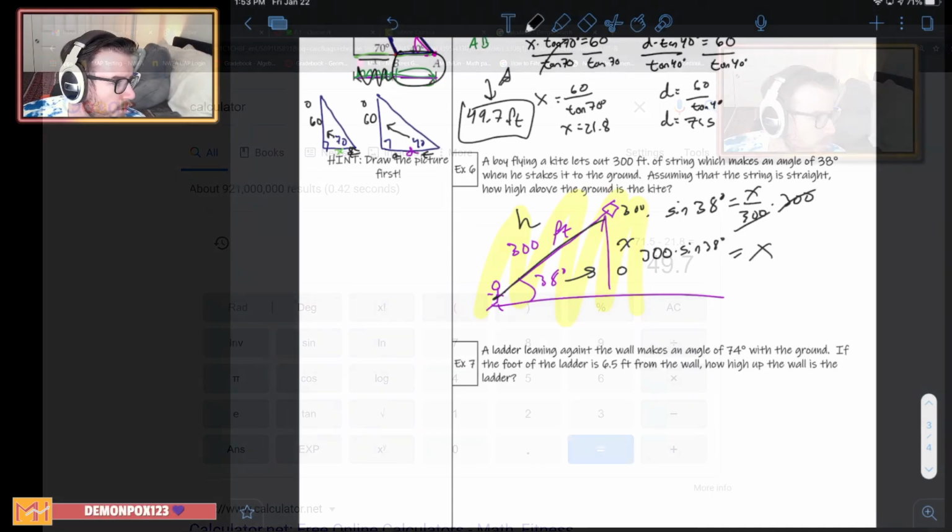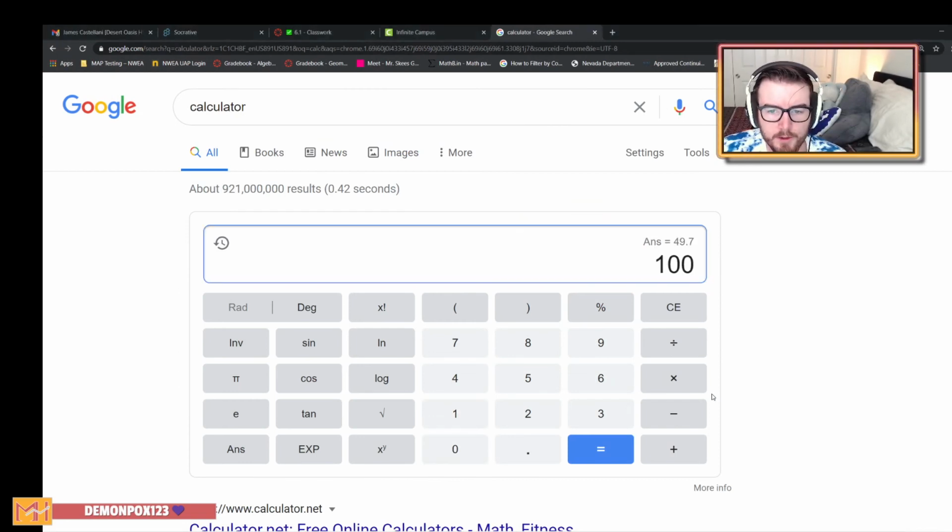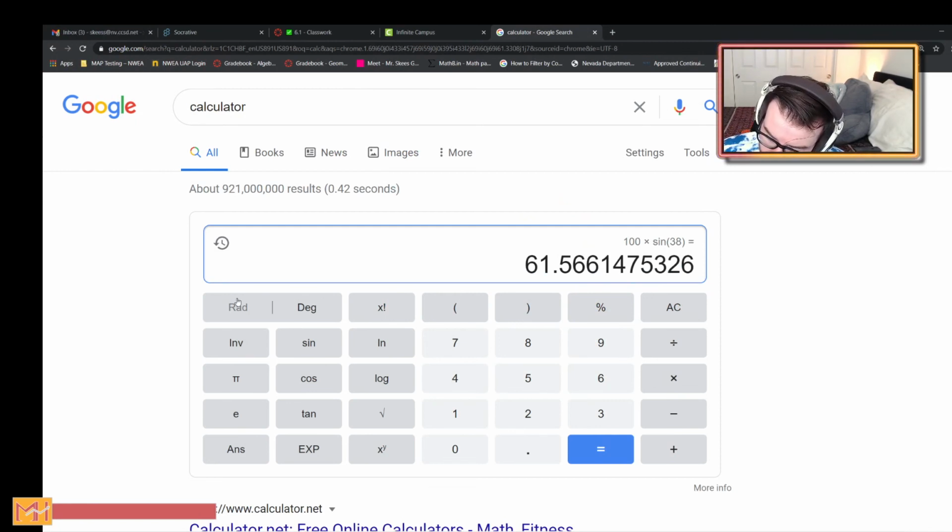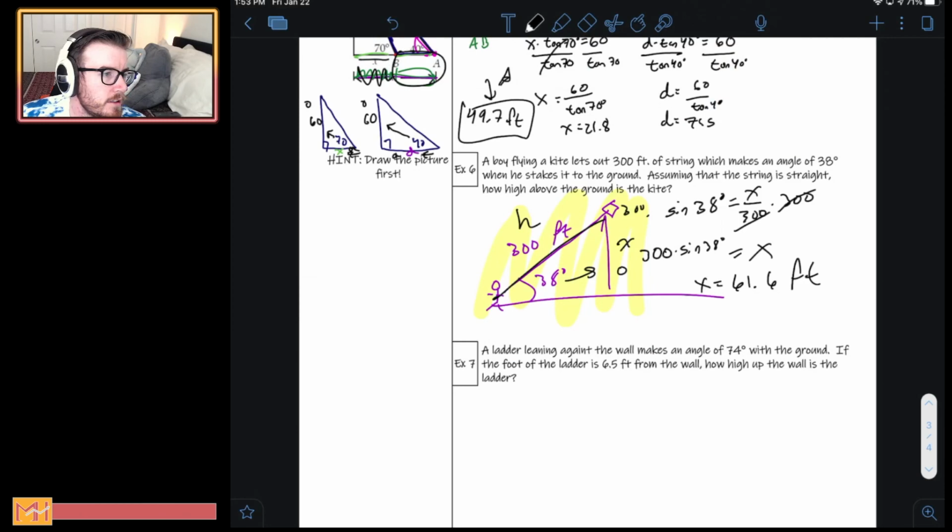One more time, I'll show my calculator. 300 times sine of 38. 184.7... that's 184.7 feet above the ground. Lovely.